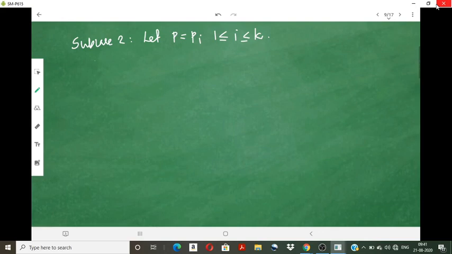Since there is only a finite number of primes we have already assumed, and we obtained that p is a prime factor of capital N, then p must be at least one of these pi's from 1 to k. In sub case 1, we have shown that p cannot be equal to p naught. So the only possibility is that p is one of these k primes. Then if p is equal to pi, we can say that p divides n.